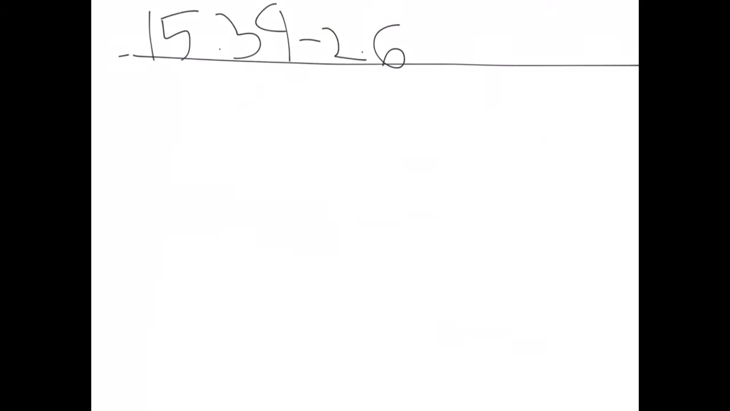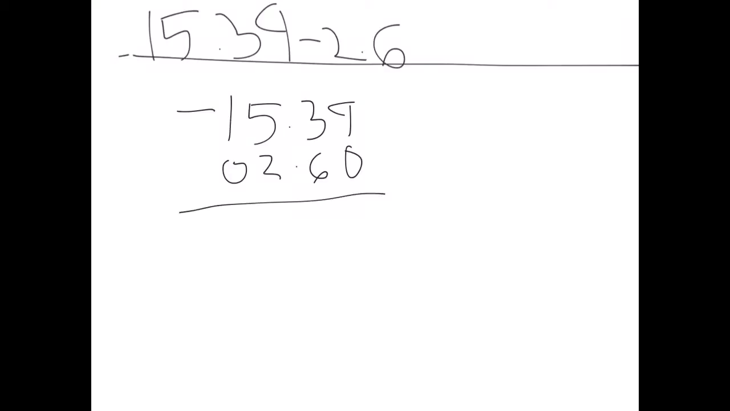How to subtract decimals. So, negative 5.39 minus negative 2.6. So you're first going to want to write down your decimals. And then put your zeros. And you're just going to want to subtract.